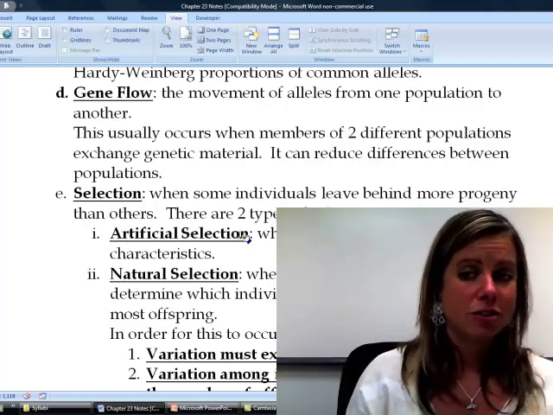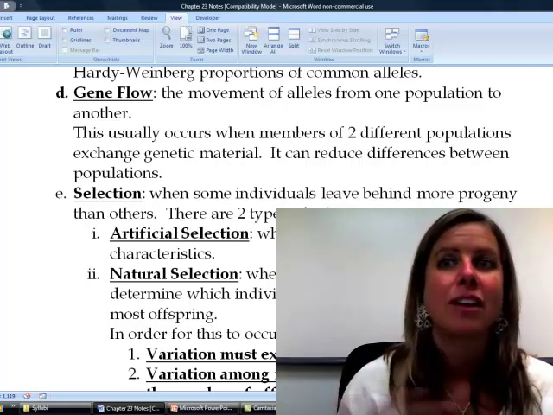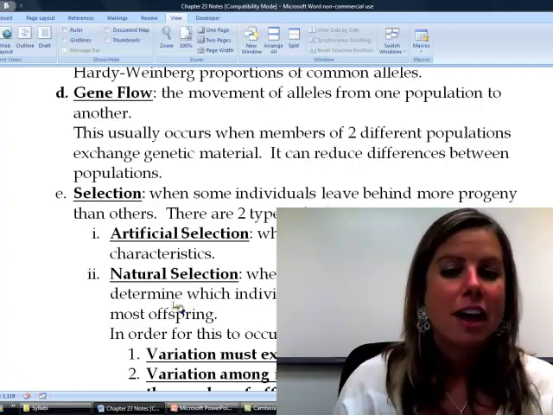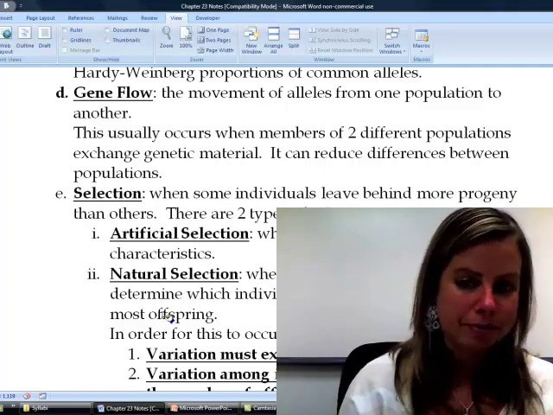You can have artificial selection, where you have a breeder or farmer selecting for characteristics. And then you have natural selection, and that's where the environment is going to dictate who mates with who.